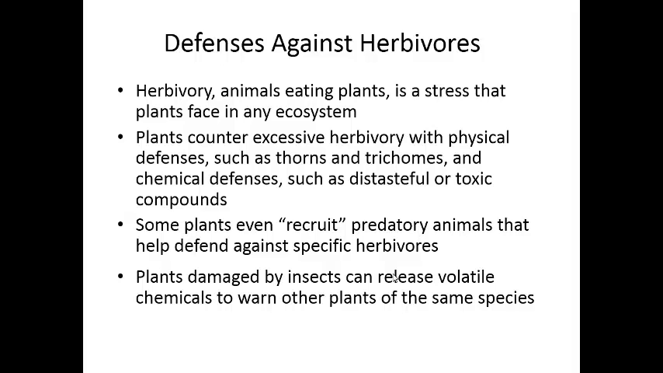Some of these defenses are physical. A couple physical defenses are thorns and trichomes. Trichomes are the tiny little hair-like structures that are very irritating to your skin. And plants also have chemical defenses, such as distasteful or toxic compounds that they release. Some plants even recruit predatory animals that may help defend them against specific herbivores.